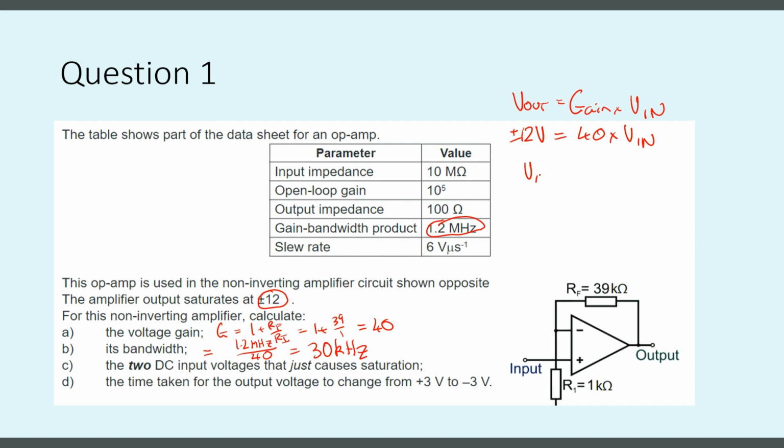So we do 12 divided by 40 plus or minus 12, because we're going to have 2 levels. So the input that causes saturation, 12 divided by 4 is 3, divided by 10 is 0.3, so plus or minus 0.3 volts. So that is the 2 values. Plus 0.3, if we go above that, we're definitely saturated. Minus 0.3, if we go below that, we'll also definitely be saturated. Do think about the characteristic graph. It's a helpful way to think about it.